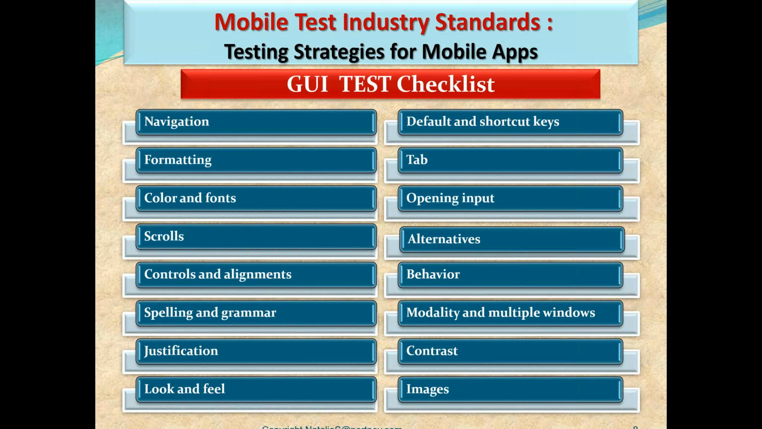Behavior. Test and validate the behavior of different controls such as a radio and push button or list box buttons, among others. Modality and multiple windows screens. Test to validate that the windows or screens are modal and no other feature outside the window can be accessed when it's still active. Contrast. Command buttons that are not in use should be grayed out to distinguish them from active commands.